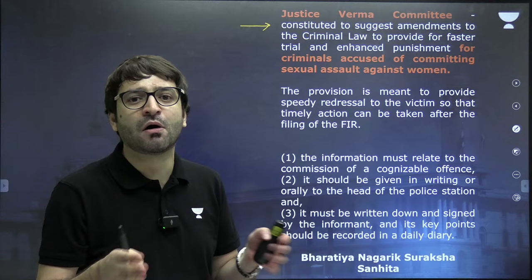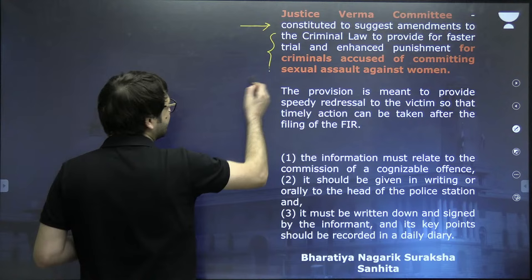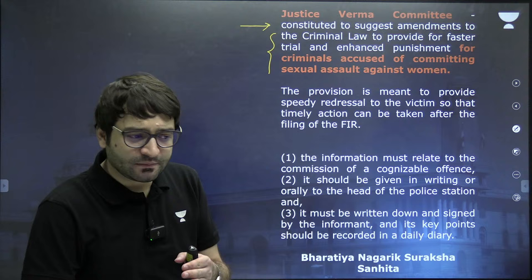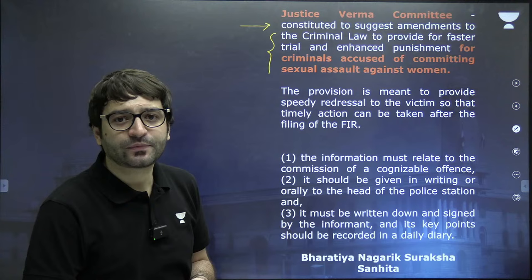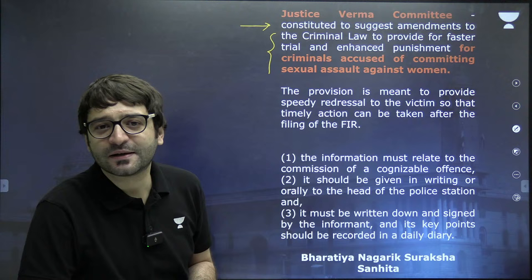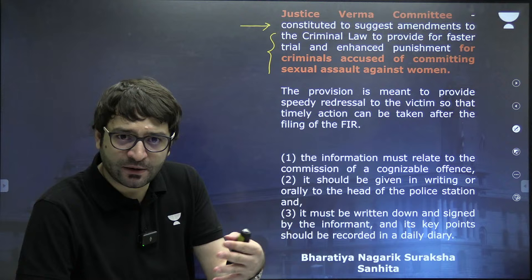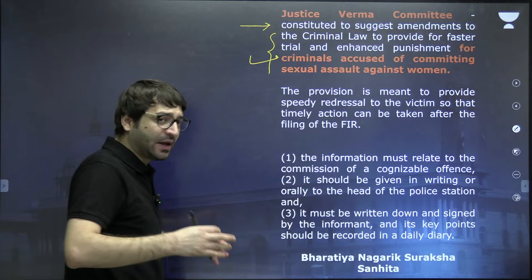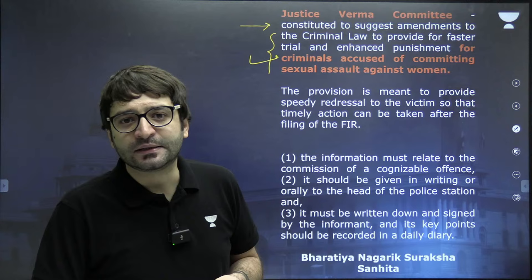This committee was constituted so that it can suggest what are the changes that we need to incorporate in our criminal law, which will provide for faster trial, because our judicial system is notorious for time consuming delays, immortalized by Sunny Deol when he says tariq pe tariq pe tariq. So what are the steps that you can recommend for faster trial, and what are the punishments? How can we enhance the punishment for those who are perpetrating crimes against women? And Justice J.S. Verma committee recommended zero FIR.